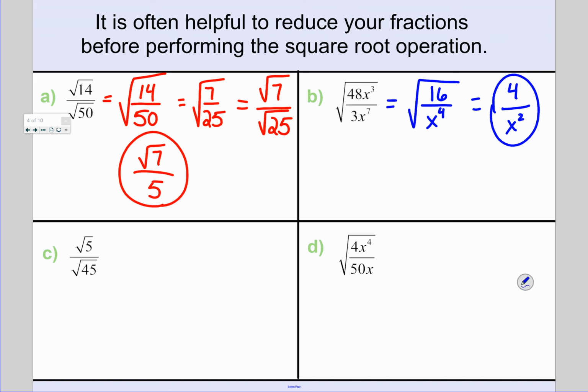So go ahead and pause the video now and try to do letters C and D on your own. Once you think that you've got your simplified form for both of them, resume the video, and then you can check your answers.